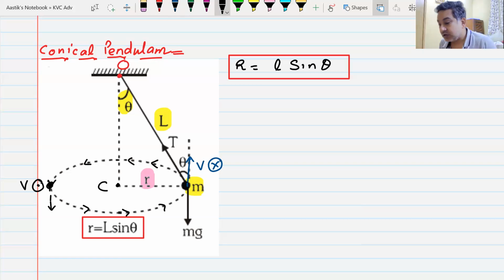So now can you make the equations of motion for this conical pendulum? You know how to make them. If you can make them, that means you understand them. I'll give you 2 minutes to do that.